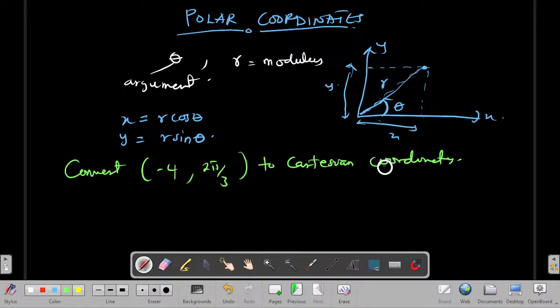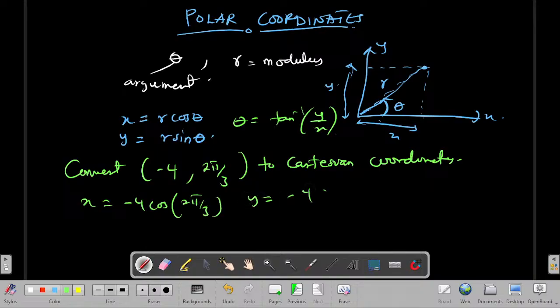How do we convert this to Cartesian coordinates? Here we are converting from polar to Cartesian. It's very simple. Using the equations x equals r cos theta, y is equal to r sine theta. Then theta itself, remember, is equal to the tan inverse of y on x. So here I simply have my r and my theta. My x will then be equal to -4 cos 2 pi on 3, and y is equal to -4 sine 2 pi on 3. What do I get? The answer should be equal to (2, -2 root 3).